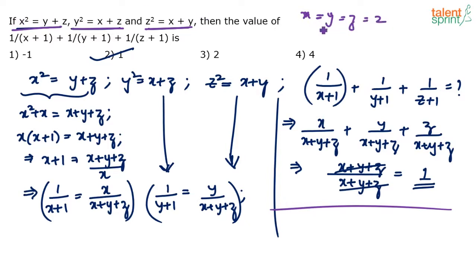The same values of x, y and z have to be substituted in the given expression as well. So what do we get? 1 by x plus 1 by y plus 1 by z. This will be 1 by 2 plus 1, 1 by 3, plus again 1 by 3, again 1 by 3. So 3 times 1 by 3 will give you 1. So this is the other way of getting the answer.